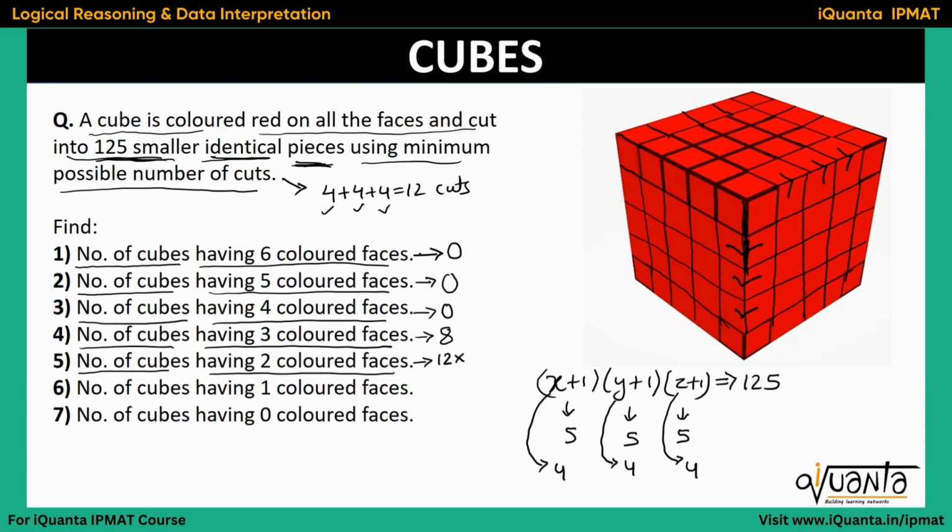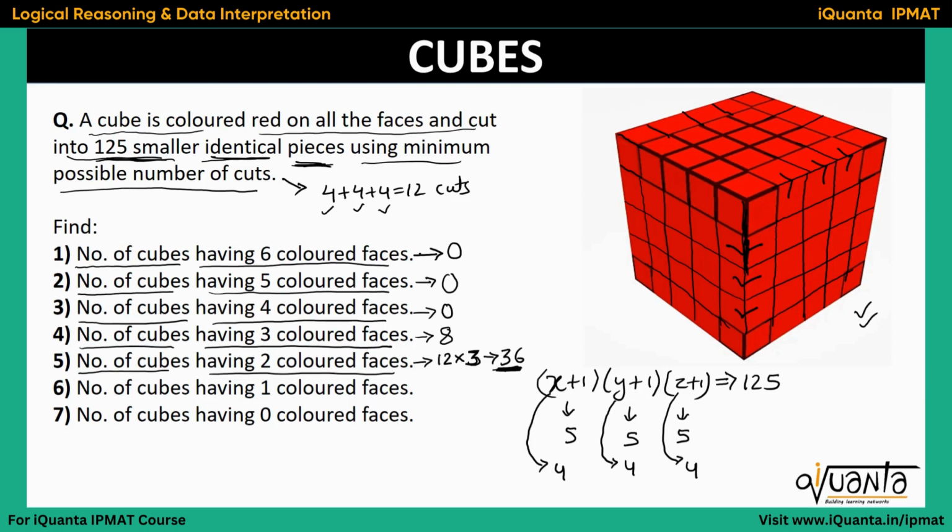So 12 edges, and each edge has 3 cubes which have 2 faces colored, so there would be 36 such cubes which have 2 faces colored when we cut it. So after cutting this large cube we will have 36 smaller cubes which will have 2 faces colored.